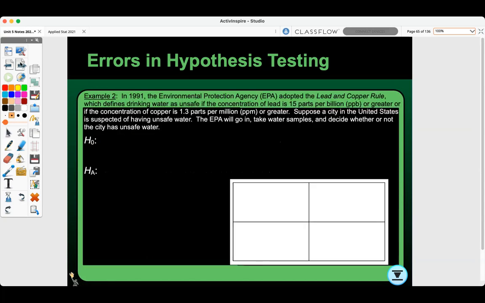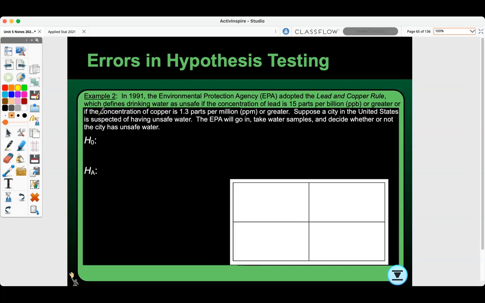In 1991, the Environmental Protection Agency adopted the lead and copper rule, which defines drinking water as unsafe if the concentration of lead is 15 parts per billion or greater, or if the concentration of copper is 1.3 parts per million or greater. Suppose a city in the United States is suspected of having unsafe water. The EPA will go in, take water samples, and decide whether or not the city has unsafe water.